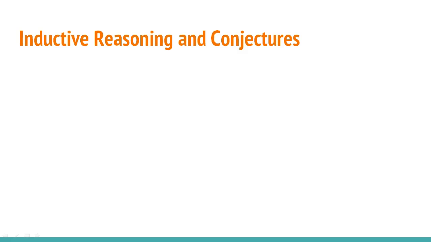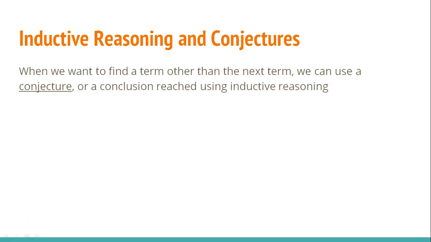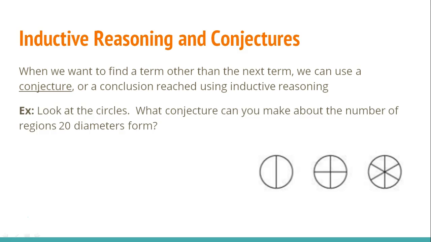Now, we've got something in mathematics that we call conjectures. We want to find something other than just the next term. We would use a conjecture: we would draw a conclusion based on what we were able to reason, the pattern we were able to find, anything like that. Here's an example for you. Look at these circles. What conjecture can we make about the regions in the circle if we had 20 diameters drawn in? In this first picture, we have one diameter and it breaks the circle into two pieces. Here we had two diameters and it broke it into four pieces. And here we have 3 diameters and it broke it into 6 pieces.